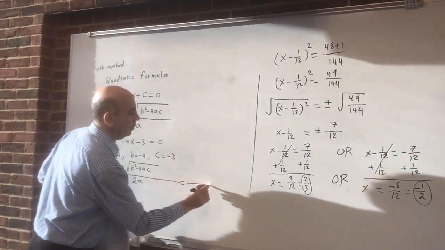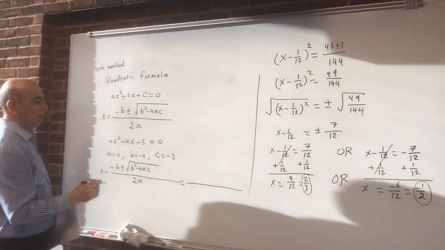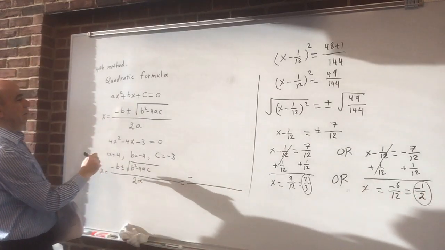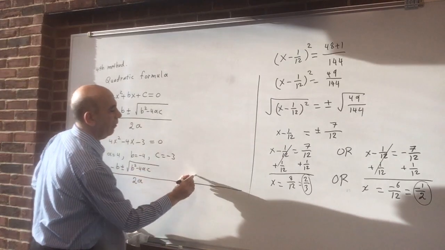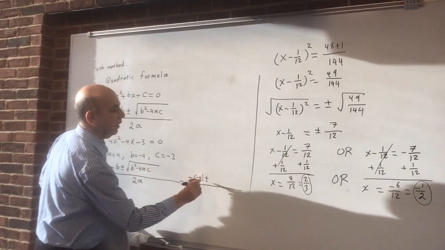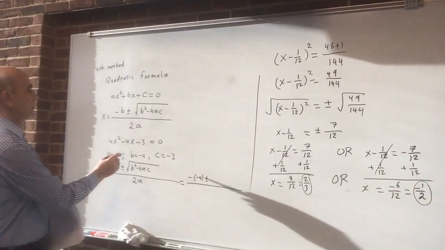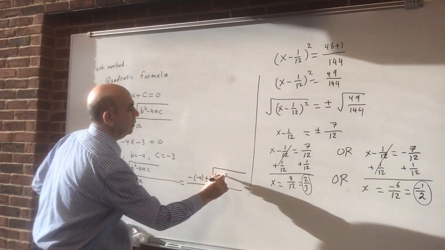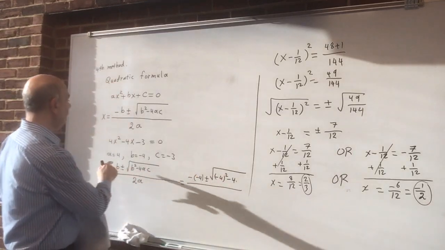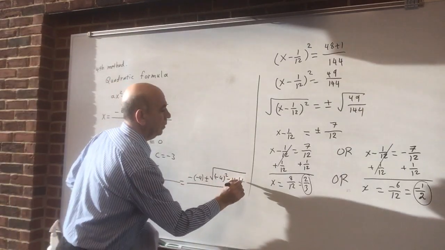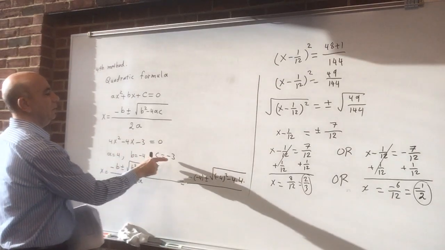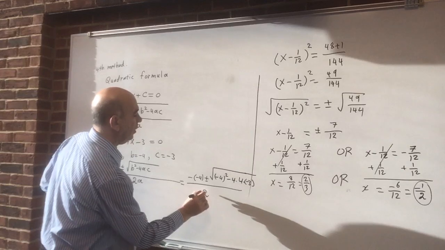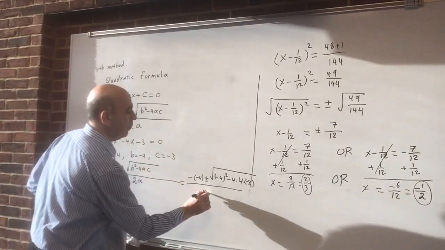So this is equal to negative b. B here is 4. Oh, sorry, b is negative 4. Plus or minus the square root of b squared, or negative 4 squared, minus 4 times a, which is 4, times c, which is negative 3, divided by 2 times a. A here is 4.